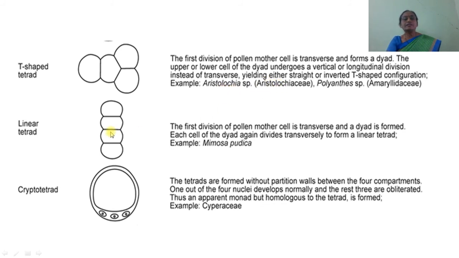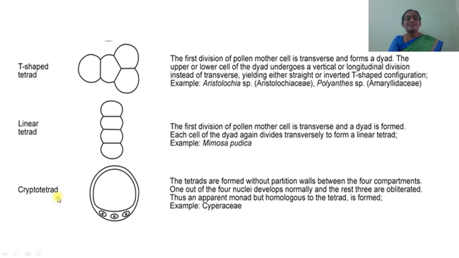Then the linear tetrad. In the linear tetrad, the first division of the pollen mother cell is transverse and a dyad is formed. Each cell of the dyad again divides transversely to form the linear tetrad. An example is Mimosa pudica, commonly called touch-me-not, or in Marathi it is called Lajalu.